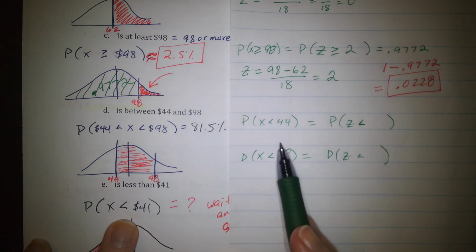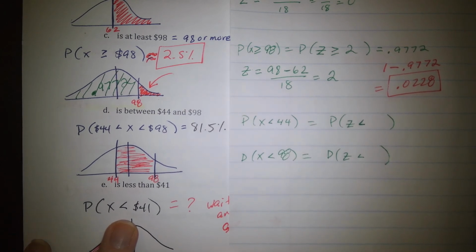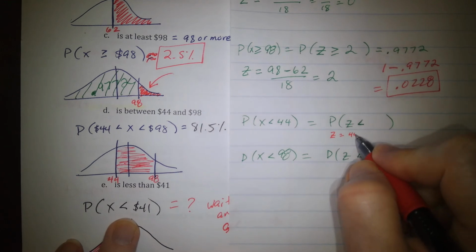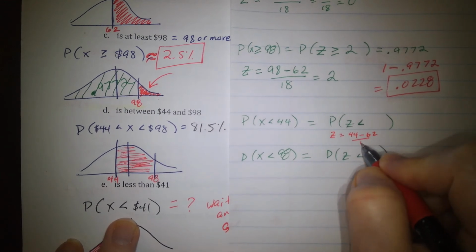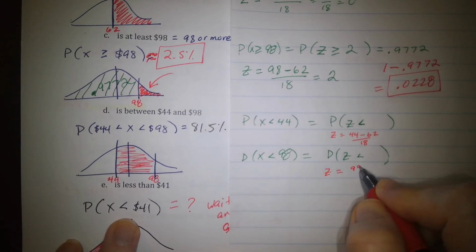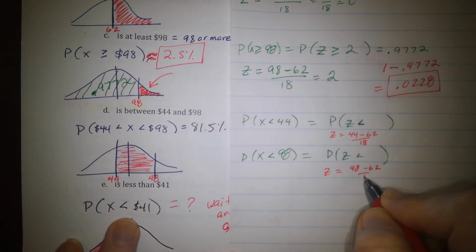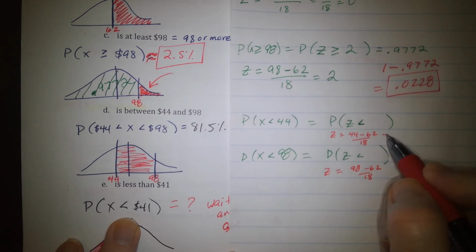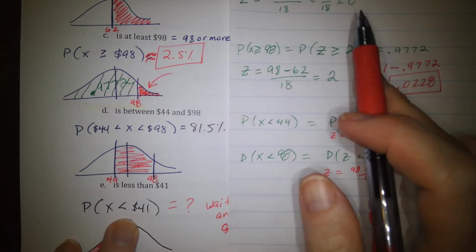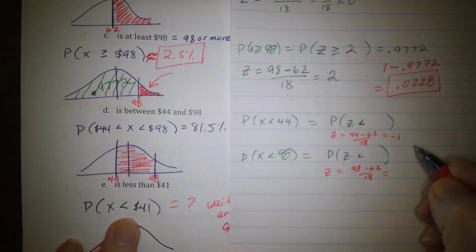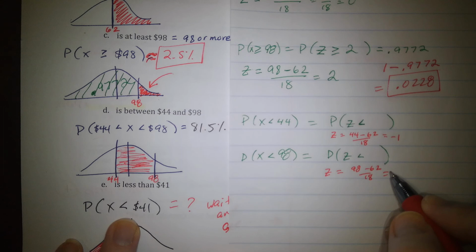Okay, so let's turn 44 into a z-score. So this is going to be 44 minus the mean divided by the standard deviation. And this z-score is going to be 98 minus the mean over the standard deviation. I think we did both of these earlier, so we really don't have to recreate these because these were both from the previous examples. 44 has a z-score of -1 and 98 has a z-score of 2.